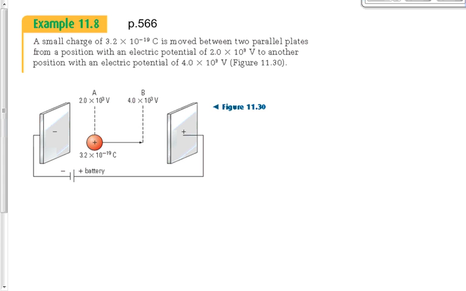This is on page 566. It says a small charge of 3.2 times 10 to the minus 19 coulombs. It's like 2 electrons, or it's like an alpha particle, right? 2 times the elementary charge. It's moved between 2 parallel plates from position with an electric potential. Be careful here. It might not even be a bad idea to underline that in red. It's not as important as some other things that we have, but I've underlined that in red because I want to distinguish between potential, potential difference, potential energy difference, work, right? There's a lot of terms that sound alike. This is electric potential to another position with this electric potential.